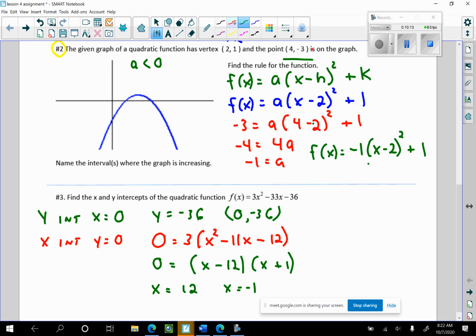Here are my x-intercepts then. (12, 0). Let's write these in red, please. Thank you. (12, 0), bam, and (-1, 0). Are there any questions from that first page of the assignment?